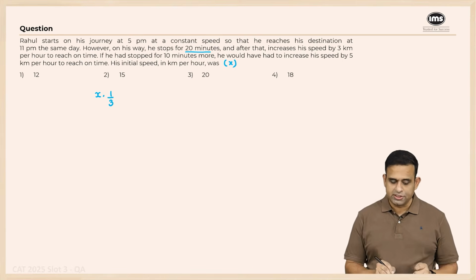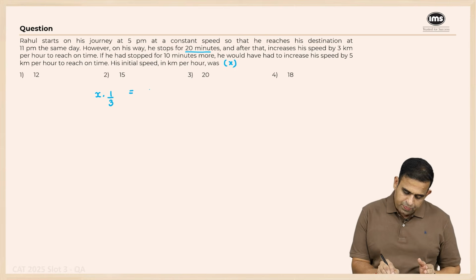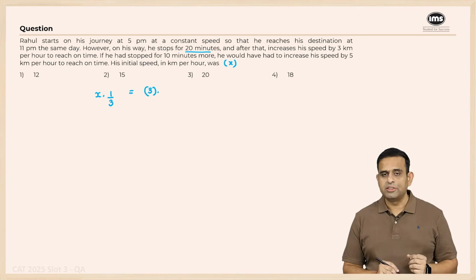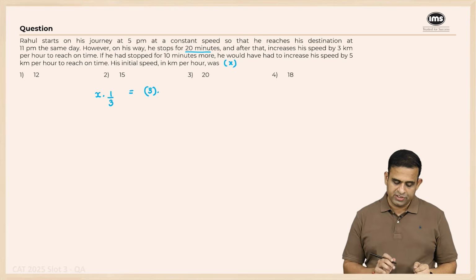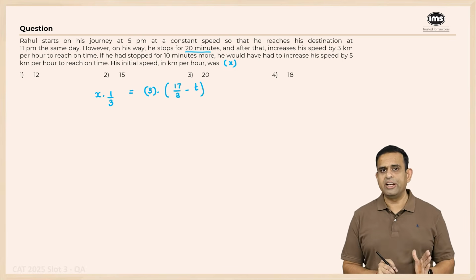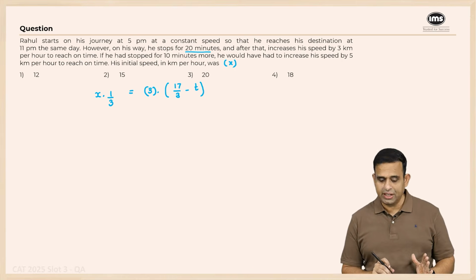Now to compensate for this distance, he has, let's say, increased the speed by 3 kmph. And he is traveling with this extra speed of 3 kmph for the remaining time. Understand the total time to travel in this particular case was 5 hours 40 minutes, 5 2 by 3 hours, which is nothing but 17 by 3 hours. Out of that, t was traveled at the initial speed x. So he has traveled for the remaining journey, 17 by 3 minus t time, at the extra speed of 3.